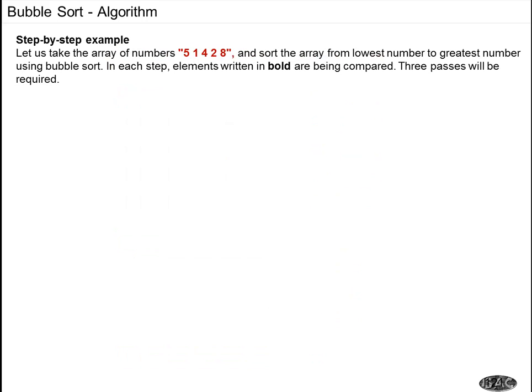Now let us have another way to see the same thing. Let us take an array of numbers like 5, 1, 4, 2, 8, and we are going to sort the array from lowest number to greatest number using bubble sort. In each step, elements written in bold are being compared. 3 passes will be required for this one.